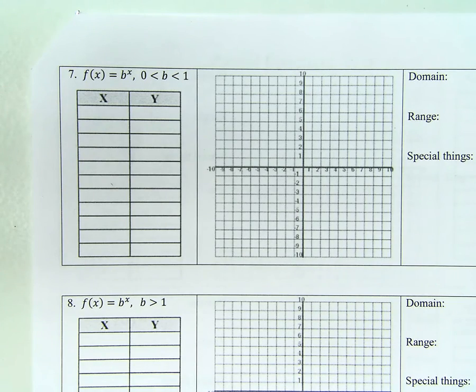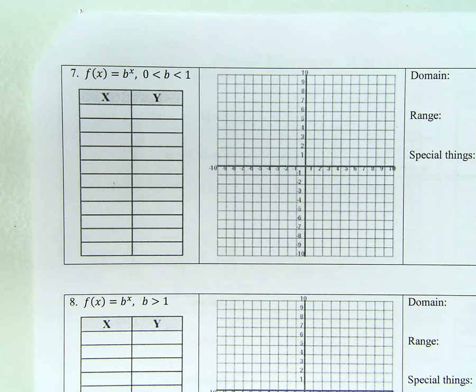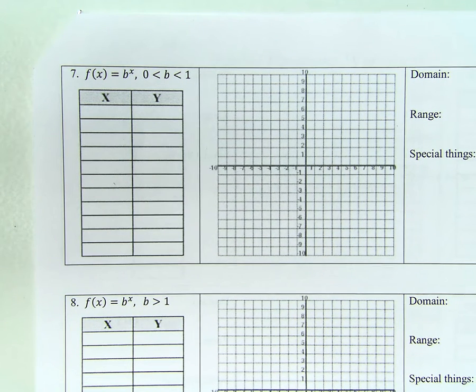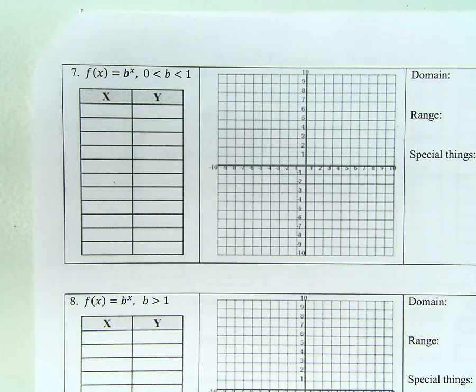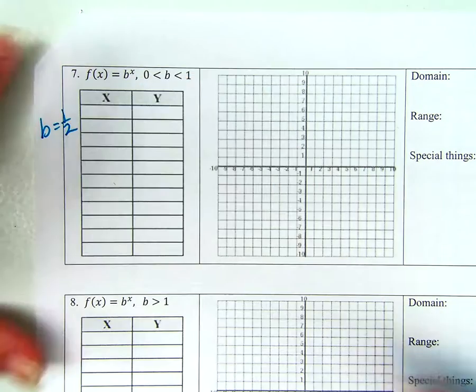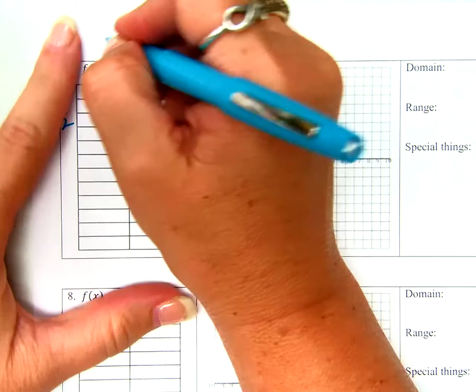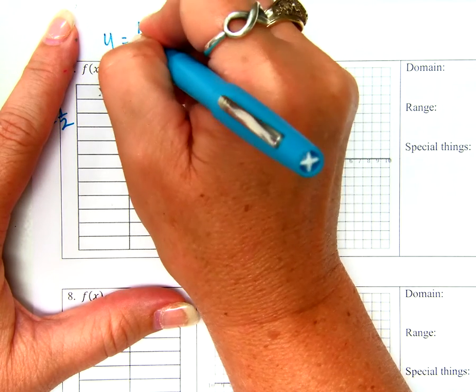What do you think is the people's favorite fraction between 0 and 1? 1/2. Yeah, 1/2, right? What is your favorite fraction between 0 and 1? Probably nobody's ever asked you that before, right? So we're going to say b is 1/2. Okay? B is 1/2. So all the stuff that we do in this table and in this graph is going to be based on the equation y equals 1/2 to the x power.